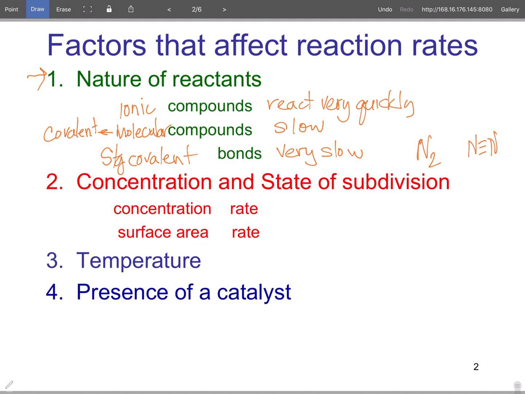The second thing is the concentration and state of subdivision, which are kind of the same, kind of different. Okay, as you increase the concentration, you're going to increase the rate of the reaction. We'll get to the actual model for a reaction later, but basically, in order for things to react, they have to come together, collide, right? So as you increase the concentration, you increase the rate.